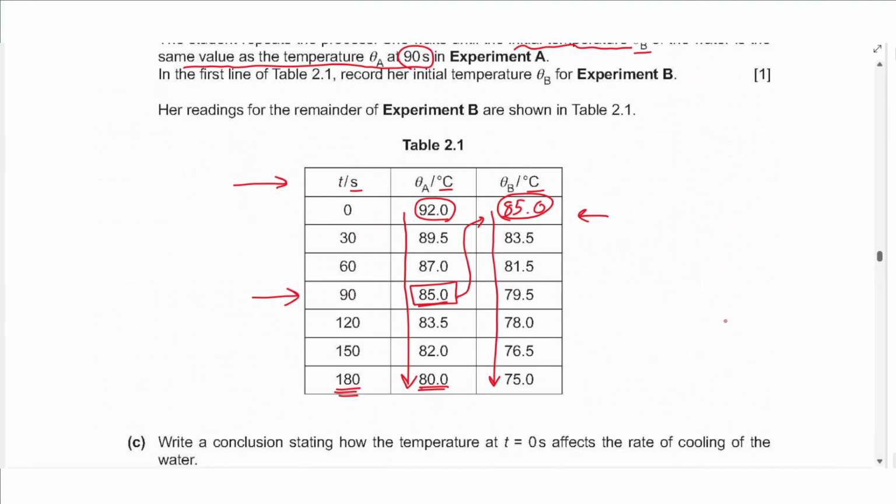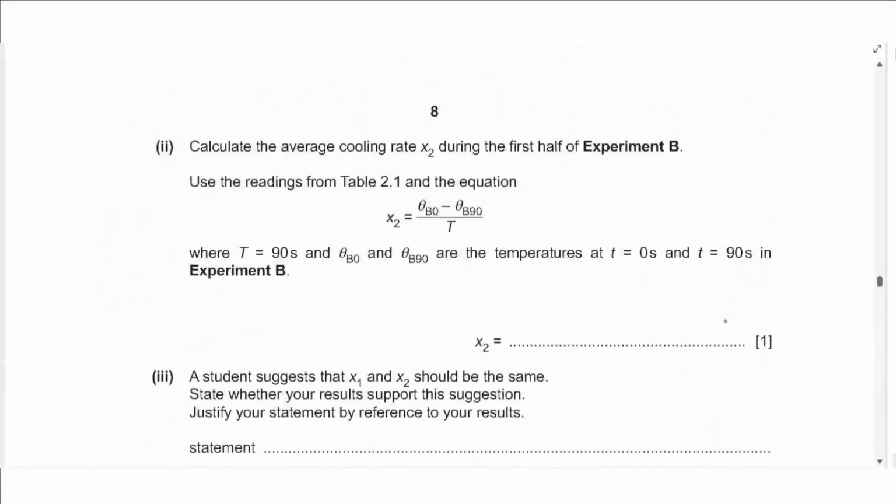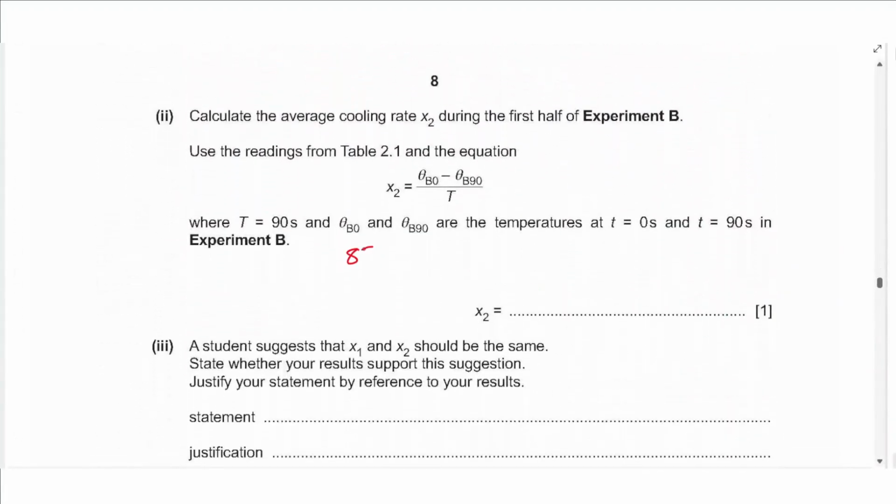In the table we have at 0 seconds it's 85, at 90 seconds it's 79.5. So we subtract 85 minus 79.5, then we divide by the time 90. This gives us an approximate value of 0.061, also degrees Celsius per second.